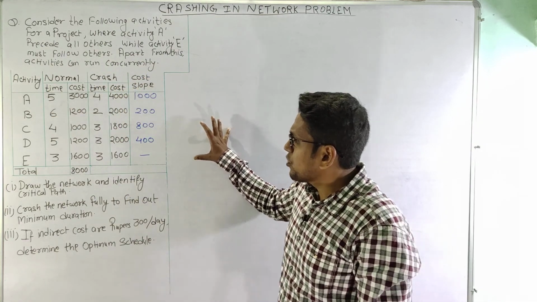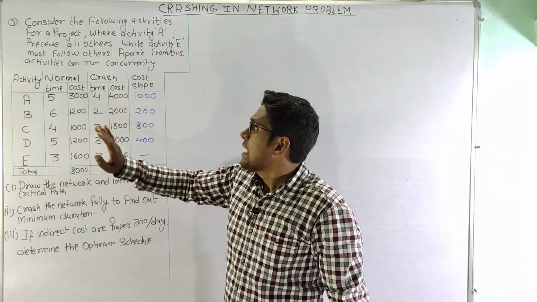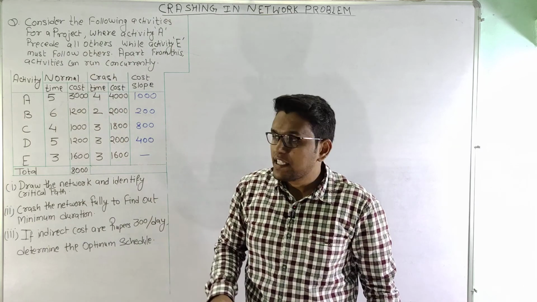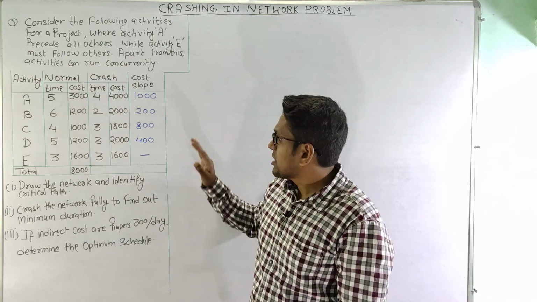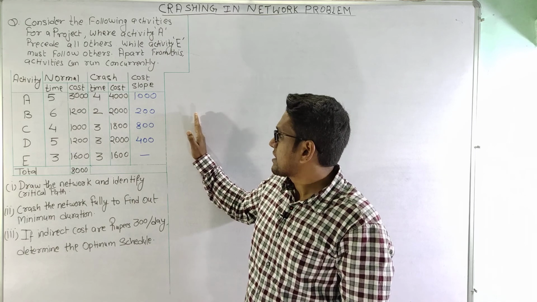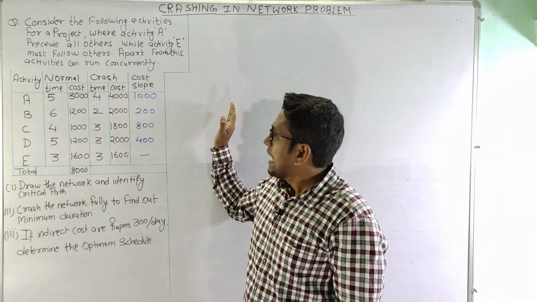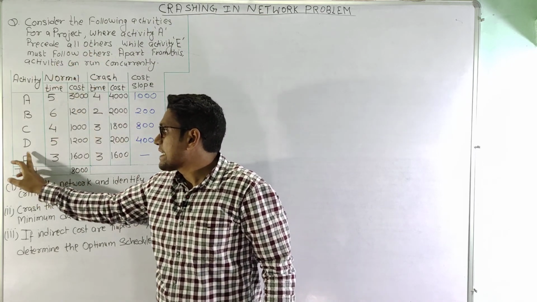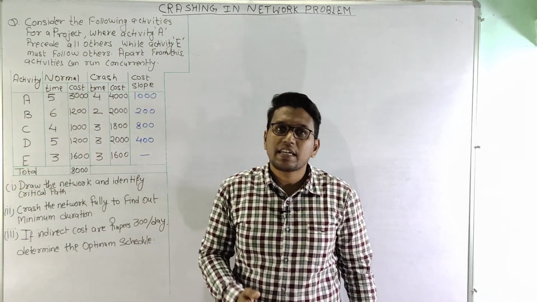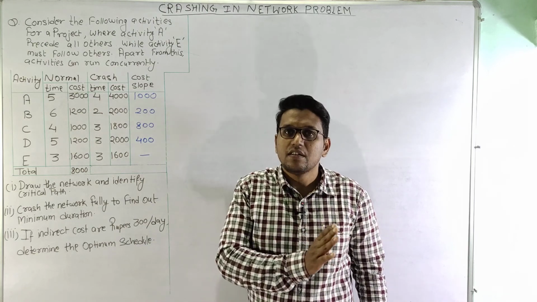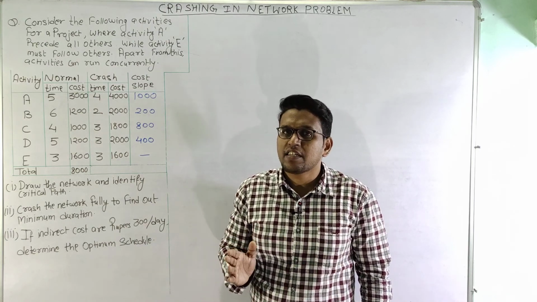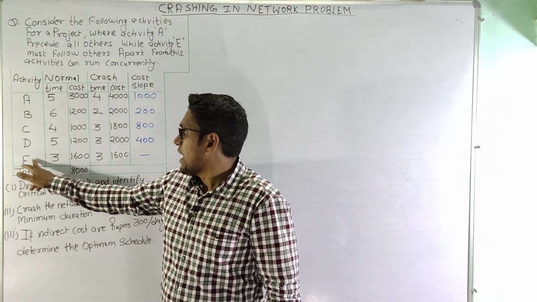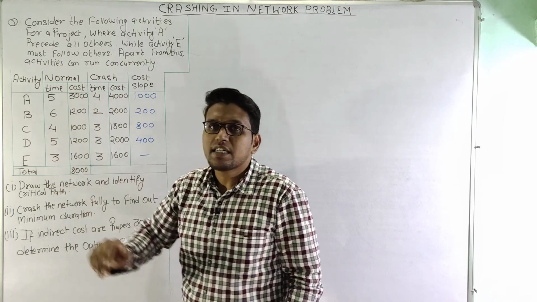So here it has been shown that there are 5 activities, and it says that activity A precedes all other activities. That means activity A should be completed before starting any other activity, and then it says that activity E must follow others. So it says that activity E is the final activity, and after activity E is started, no more activity can be started.